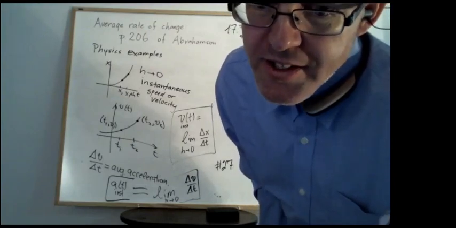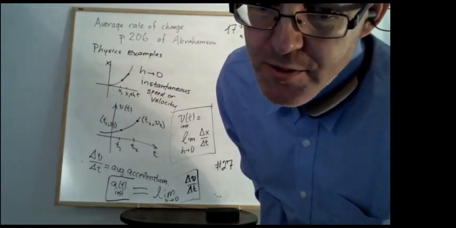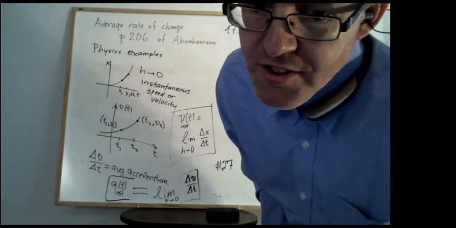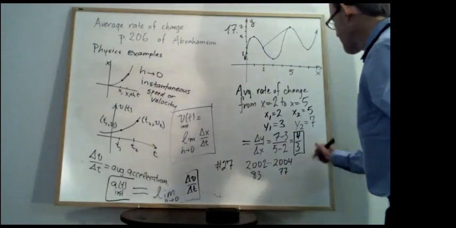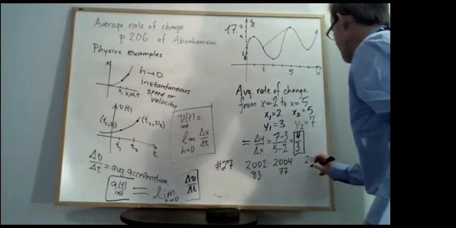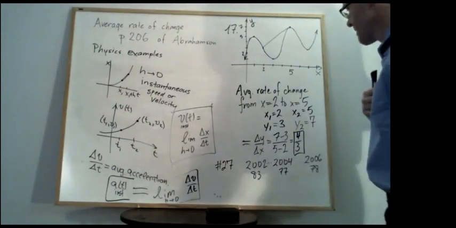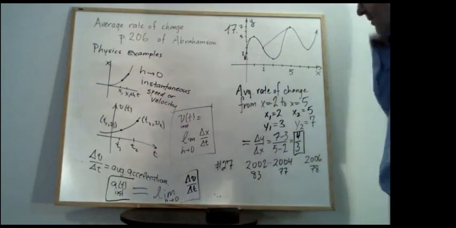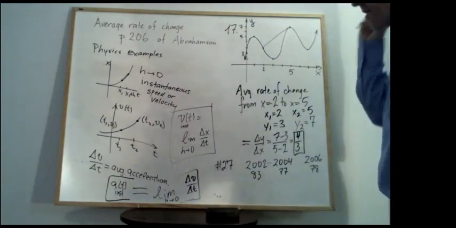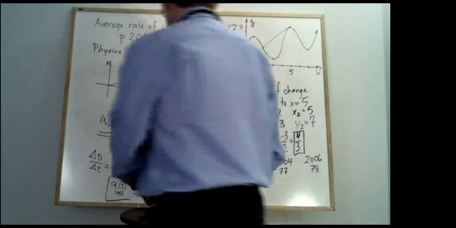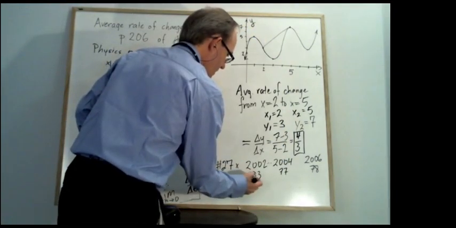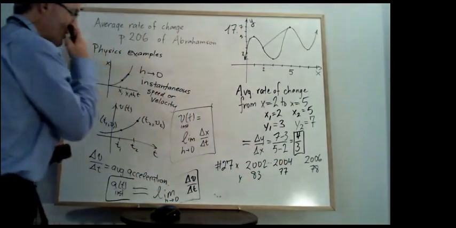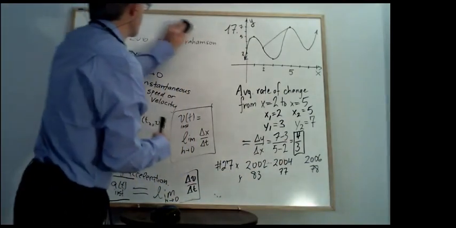And then it also asks what is the average rate of change between 2002 and 2006. So then it still goes down, but not as much because the population goes up a little bit, 78 by 2006. Okay, so the average rate of change: these are the y values, these are the x values. So you take delta y over delta x.